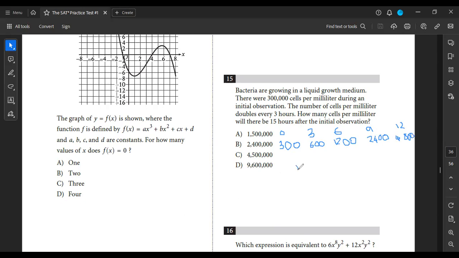And after 15 hours, we're going to have 48. Double 48 is 96, so 9,600. But if you notice, from the word go I removed 3 zeros, right? So there are 3 zeros to put back in. So my answer is D. That's the simplest way to do it.